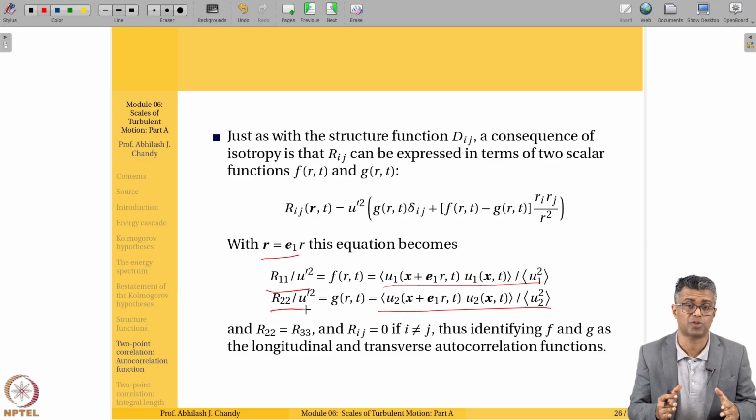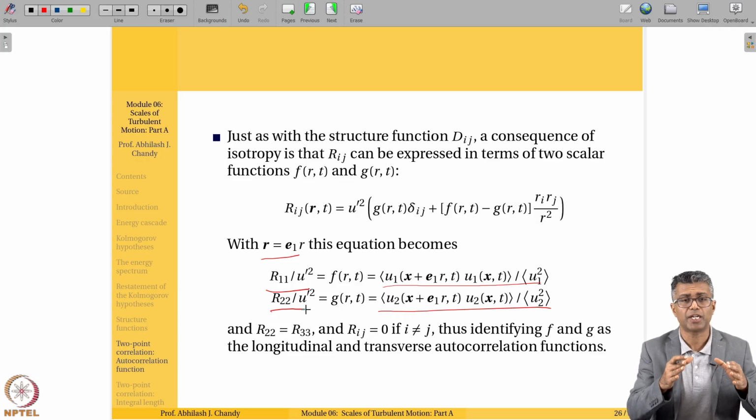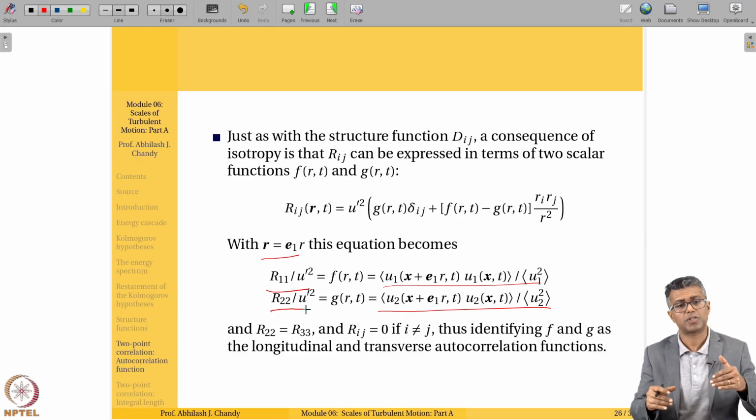We didn't start with assuming that. We said, okay, let's try to express it as two scalar functions, and it turns out that f and g are the autocorrelation functions.